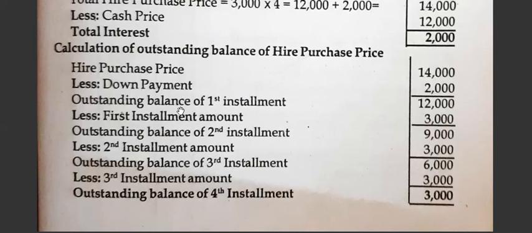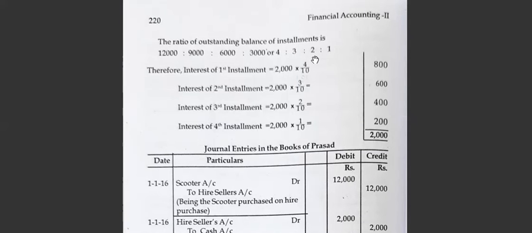So you have to find out the ratio. First installment, what is the amount? 12,000 outstanding. What is outstanding for the second? 9,000. Third, it is 6,000 and fourth it is 3,000. Now find out the ratio: 12,000, 9,000, 6,000 and 3,000. If you cancel the zeros, first cancel the 3 zeros, all 3 zeros are common. Then divide by 3: 3 ones are 3, 3 twos are 6, 3 threes are 9, 3 fours are 12. So 4 is to 3 is to 2 is to 1 you will get.